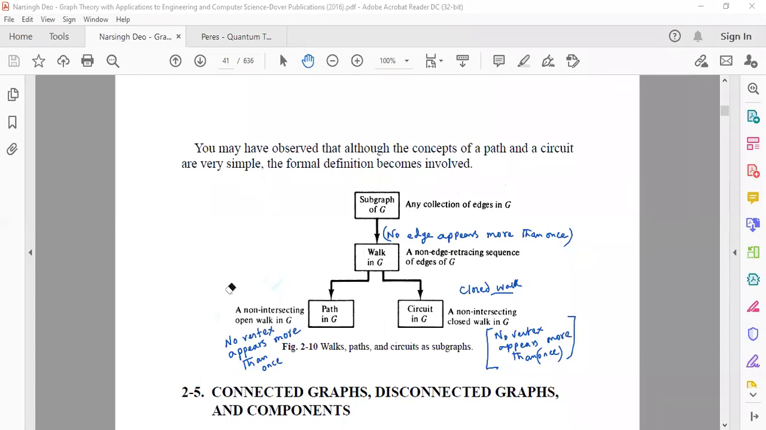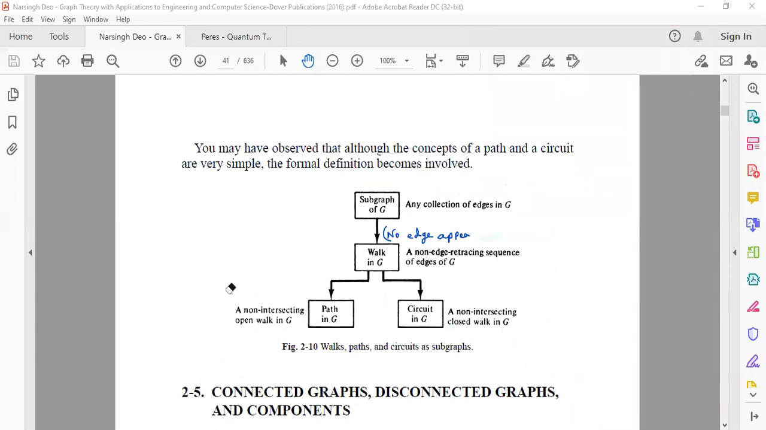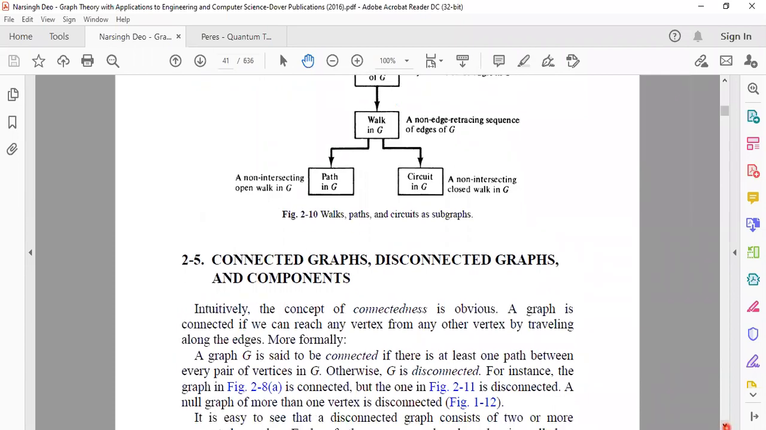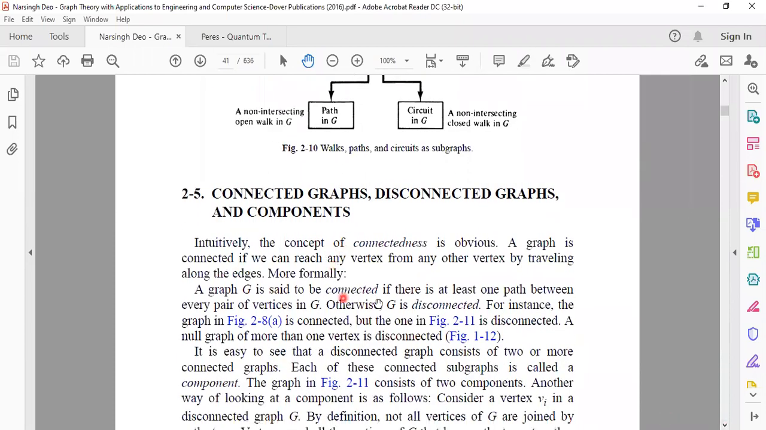Okay, so let's proceed with our next topic of graph theory, which is very important and which is about connected and disconnected graphs. So let's find out the definition. A connected graph is a kind of graph where between every pair of vertices, you can get at least one path. That kind of graph is called a connected graph.